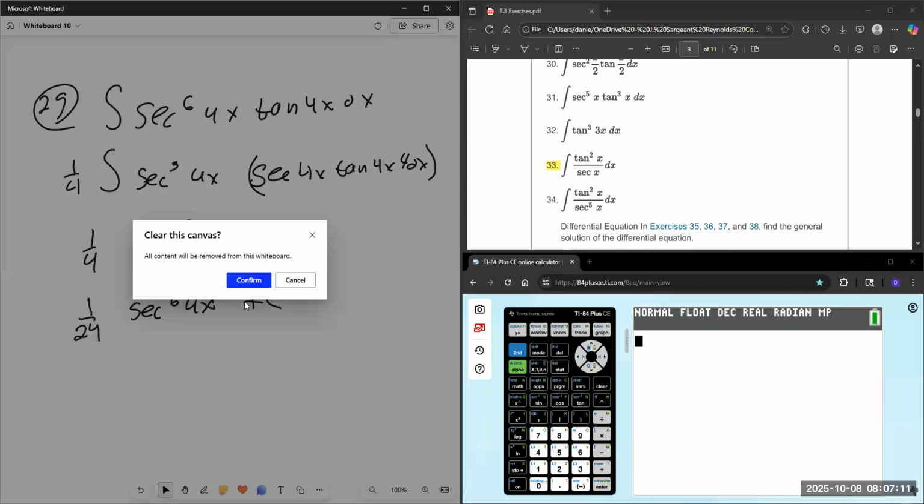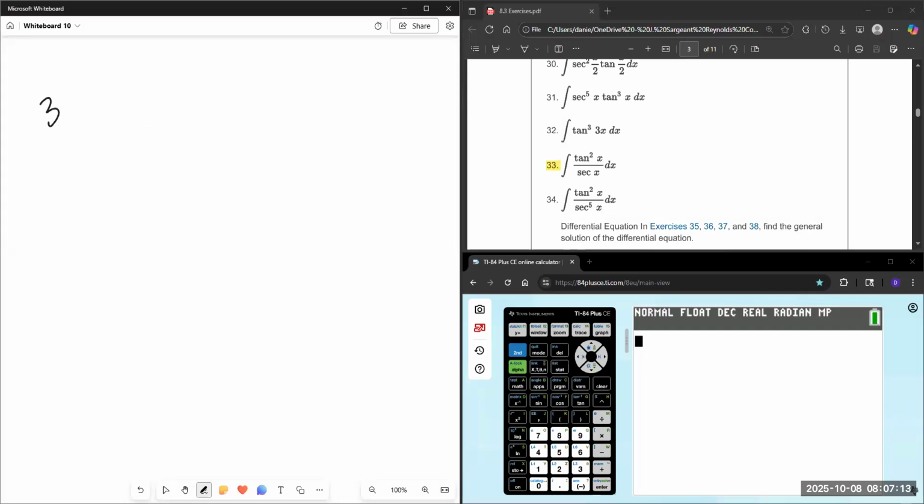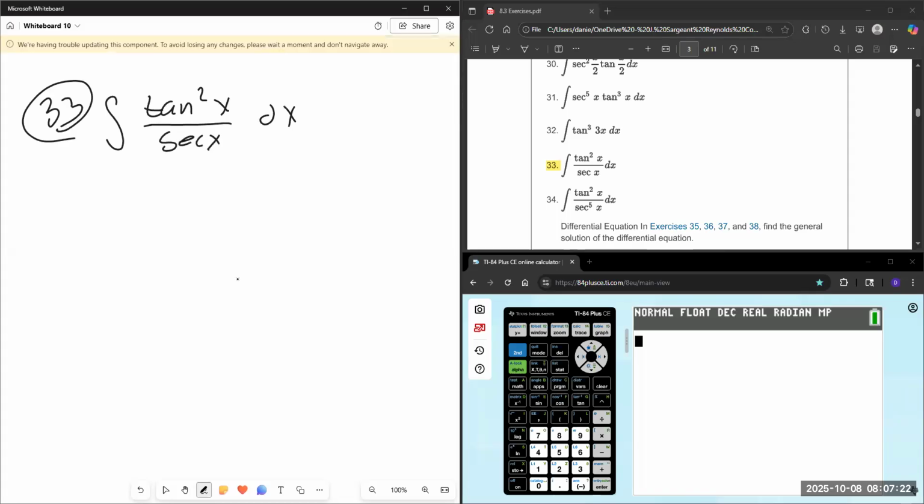Looking at number 33. 33 says integral of tangent squared x over secant x dx. So because I have a monomial in the denominator of secant, if I can change my numerator into the Pythagorean identity that includes secant squared, I can simplify. So tangent squared plus 1 is equal to secant squared. So tangent squared is equal to secant squared minus 1.